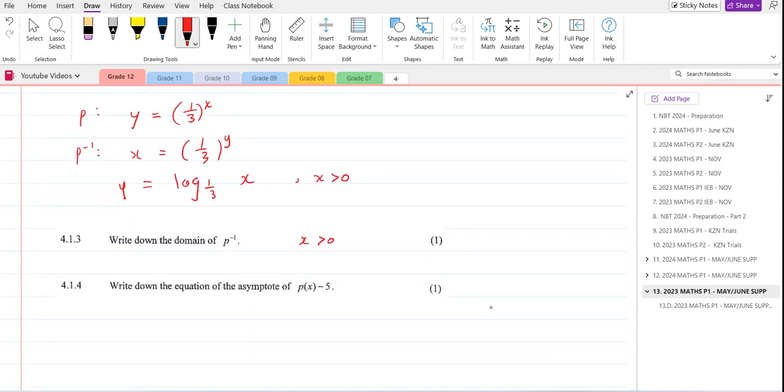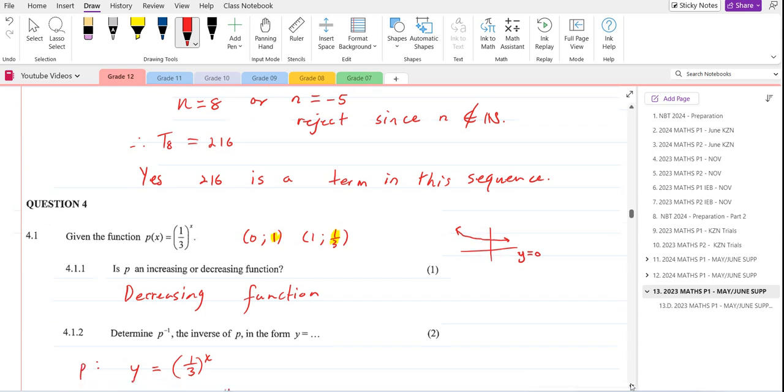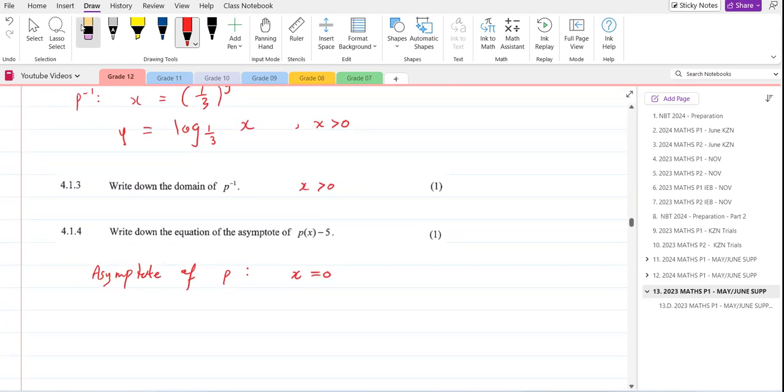So at the moment, we know what the asymptote of P is. It has a horizontal asymptote, right? Asymptote of P of x, because this exponential function is basically decreasing, and the asymptote is the x-axis. X-axis has equation y equal to 0. Did I write y equals 0? X equals 0 is incorrect. That's a vertical asymptote. It is y equals 0.